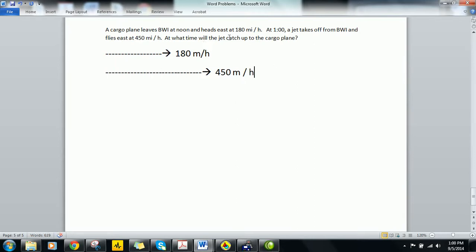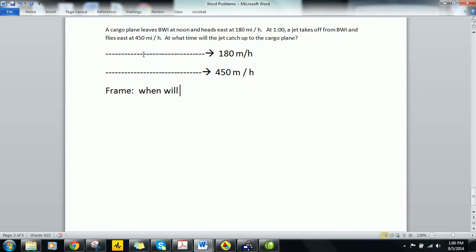And the question is, at what time will the jet catch up? In other words, when will their distances be the same? So when this fast plane, which leaves an hour after this, finally catches up. So the framing is as such. In other words, after how many hours will their distances be equal?